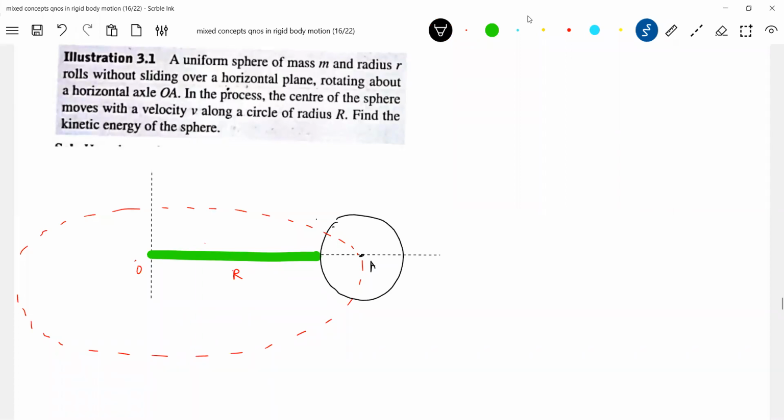Take a lollipop and rotate it on the surface of the ground. That lollipop will be round, no? And there are two angular velocities: one, omega 2, and another will be omega 1.